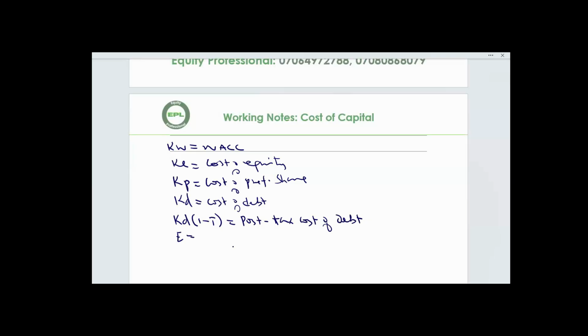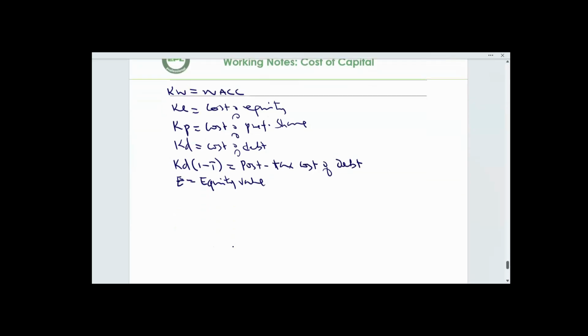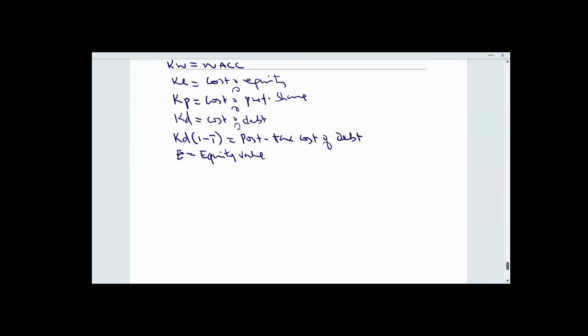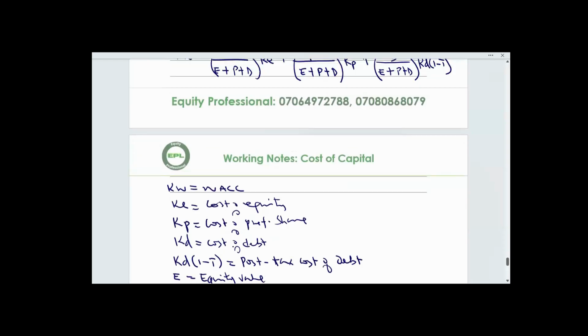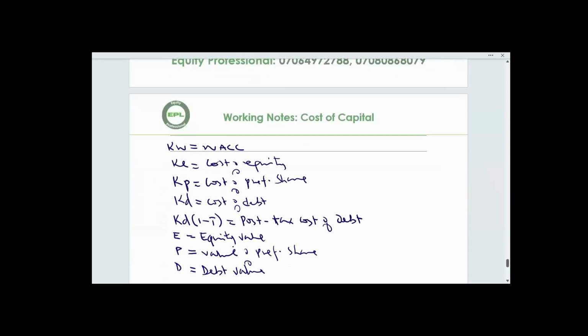Then E equals equity value, P equals value of preference share, then D equals debt value or value of debt. So that's that. If I don't want to use the formula, I can also use a table to get the same answer.